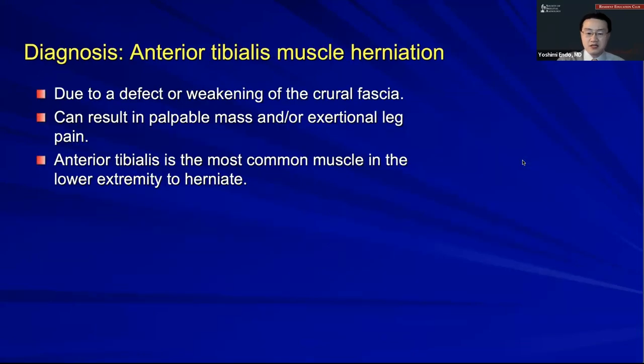So this was an example of muscle herniation, specifically of the anterior tibialis. As I already mentioned, this is due to a defect or weakening of the crural fascia. And these patients can present with either a palpable mass and/or pain upon exertion. And that particular muscle, the anterior tibialis, which is one of the extensors of the ankle, is the most common muscle in the lower extremity to present with a herniation.